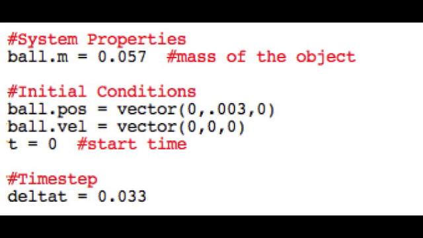For the paper, the mass was found to be 0.045 kilograms. The original position was found from the Tracker video. Again, the object starts at rest, so the initial velocity is 0. The value for delta t is based off of the time step from the Tracker video.